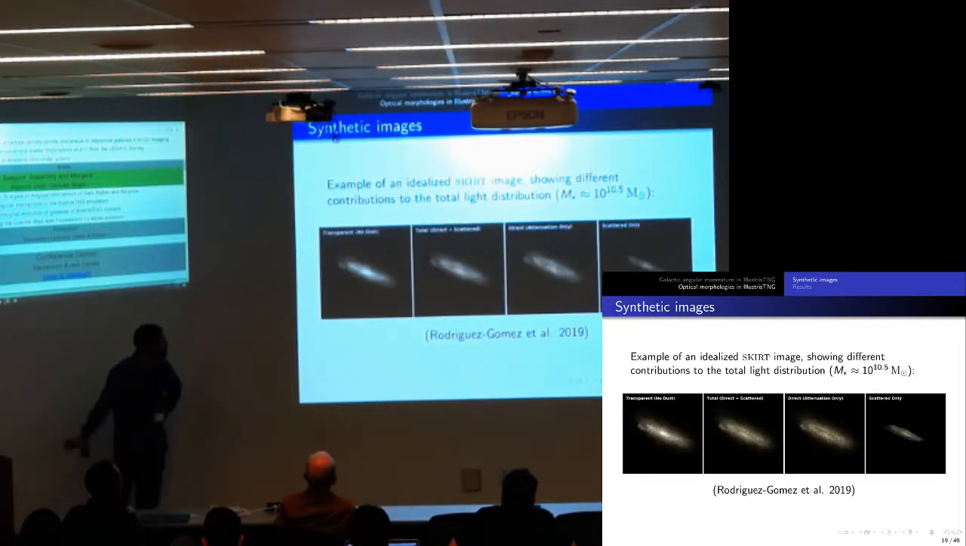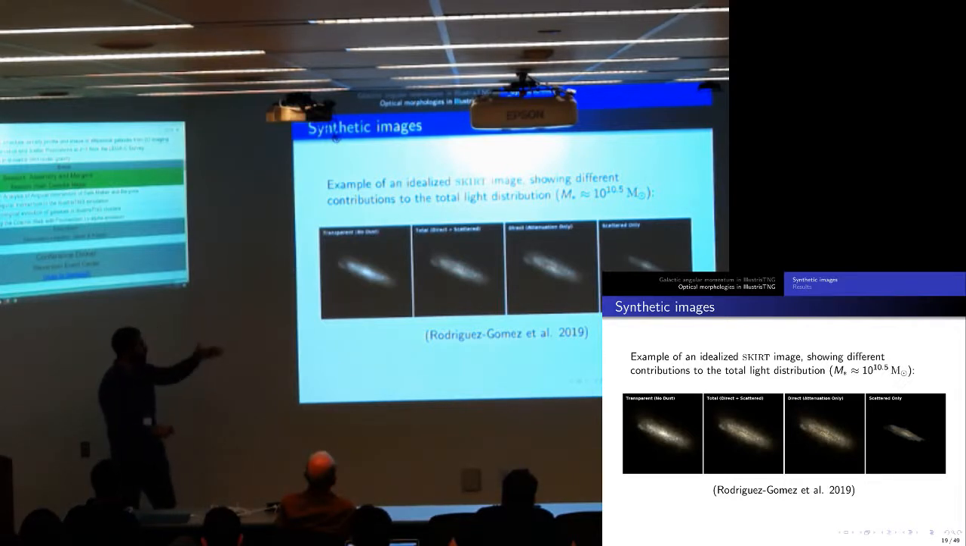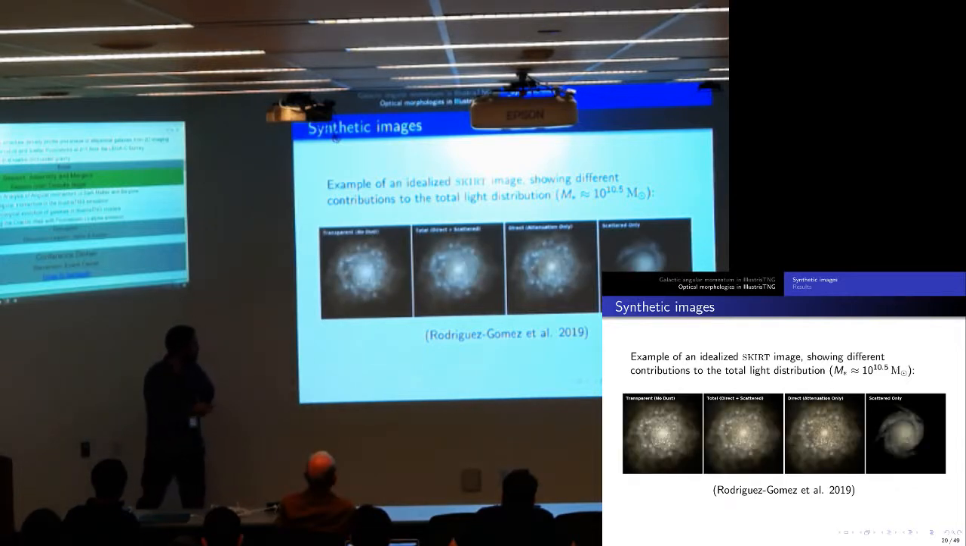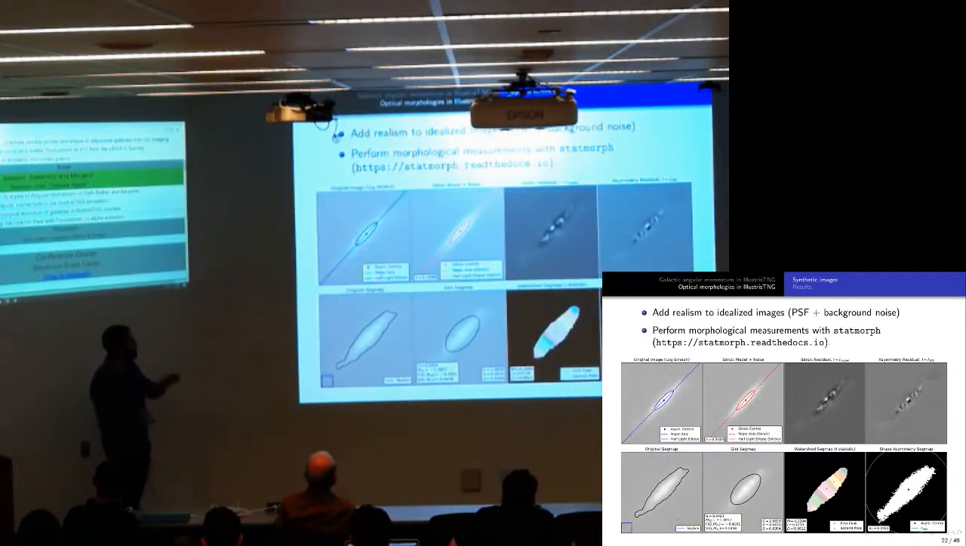This is an example of one of the mock images that we made. On the left, this is what it would look like without any dust attenuation taken into account, and this is what comes out of SKIRT with the dust attenuation and scattering and all of those effects. So as you can see, there is a difference, right? There is a dust lane here. Here's another example.